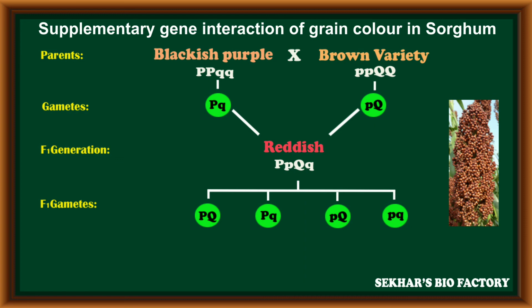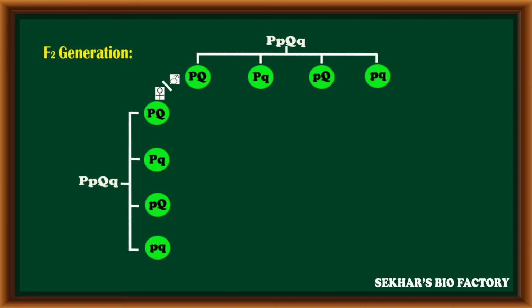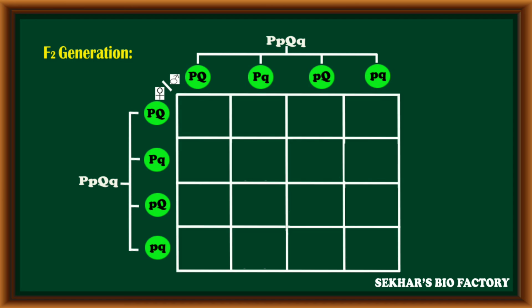By conducting a cross between two F1 hybrids, each F1 hybrid can produce 4 types of gametes. In this, 25% of gametes have the P Q alleles, 25% have the P q alleles, 25% have the small p Q alleles, and the remaining 25% have the small p q alleles. These F1 gametes fuse randomly to form the F2 generation.